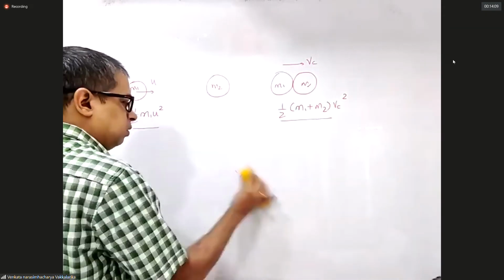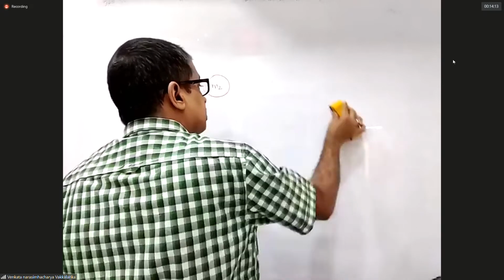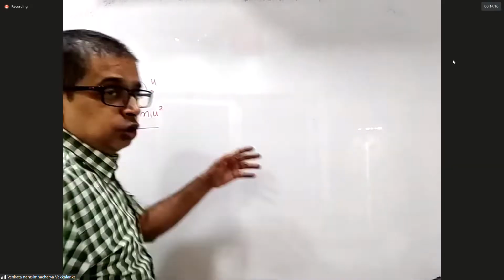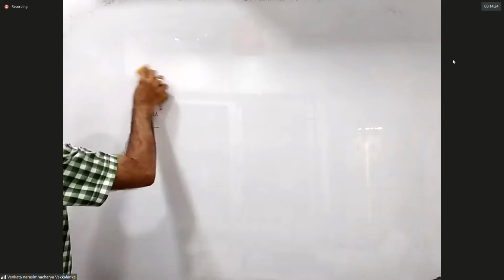And so after the collision, the kinetic energy becomes the same as the initial, right, if it is elastic. Whatever potential energy was lost goes back to the bodies, so it is an elastic collision and the kinetic energy, initial and final, will be the same.